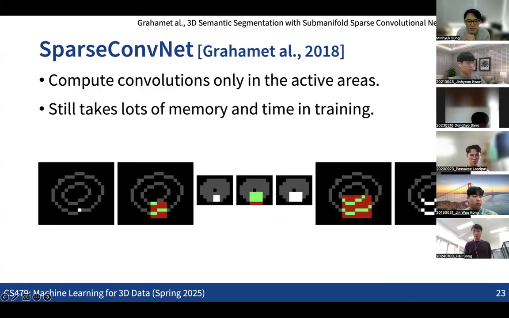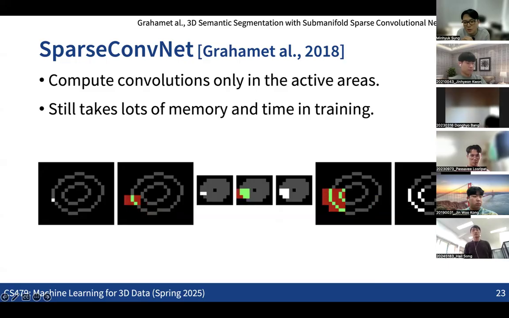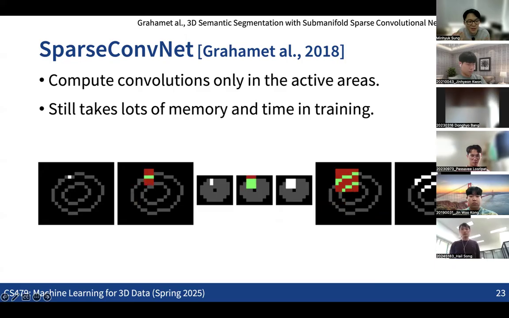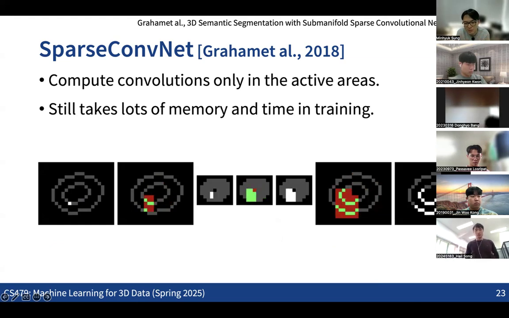So that was the issue when people started to look at how we can make neural networks for this 3D data about 10 years ago. That was a very simple idea, just directly extending the 2D convolution into the 3D convolution, but that was not very practical for many applications.